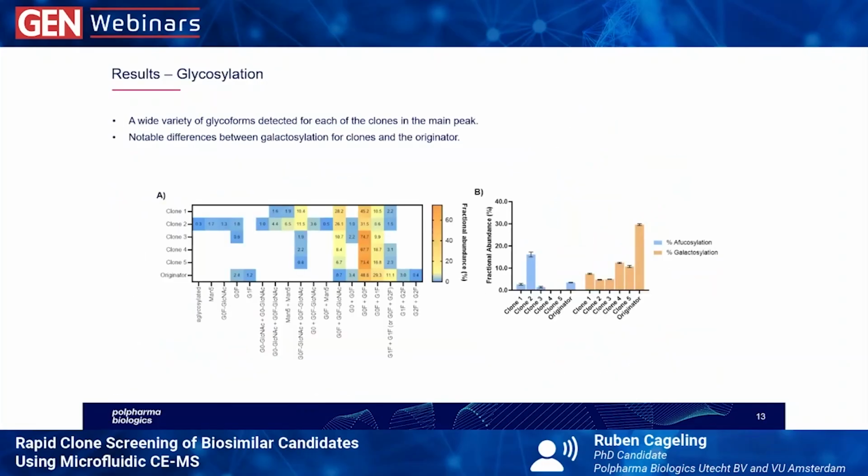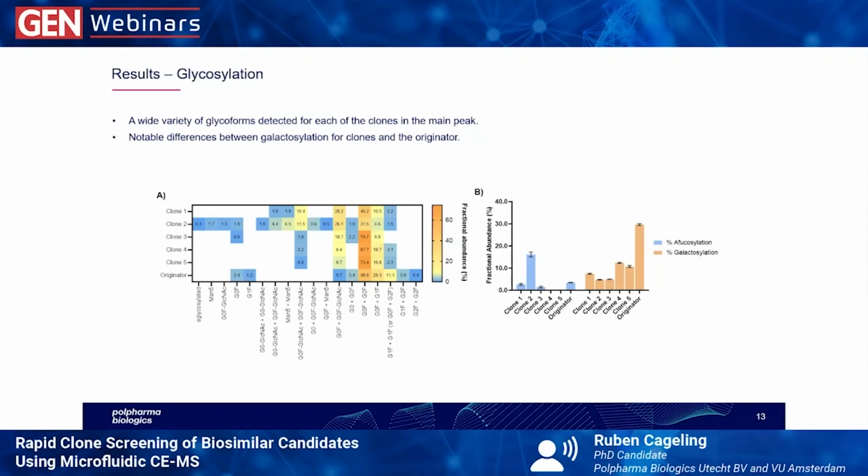And if we then look at the glycosylation, because we can also determine the glycosylation profile, and we mainly use the main peak for this, we found a wide variety of glycoforms detected for each clone and for the originator. You can, for example, see that clone 1 and clone 2 show very distinct glycoforms compared to the other clones and the originator.